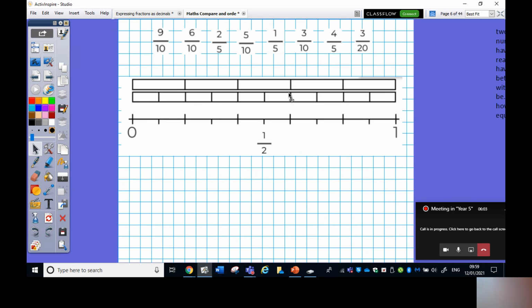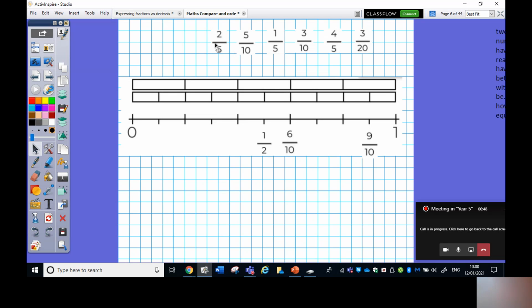Great. So have you had to think about the relationships between fifths and tenths? Okay, let's go. I'd like you to hold your finger where you think this fraction should go. 9/10. Good. That's 9/10 is here. What about 6/10? Good, we can count along 6/10 here. What's the equivalent in fifths? So 6/10 would be 3/5.